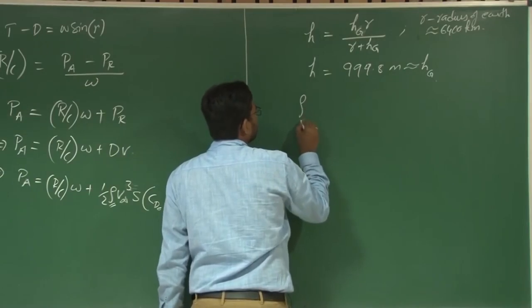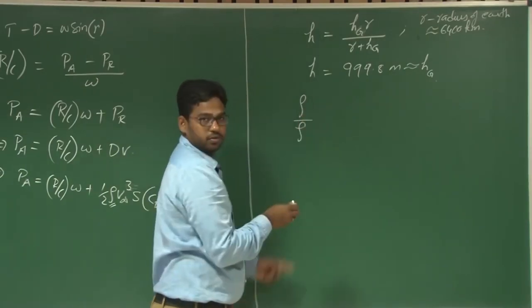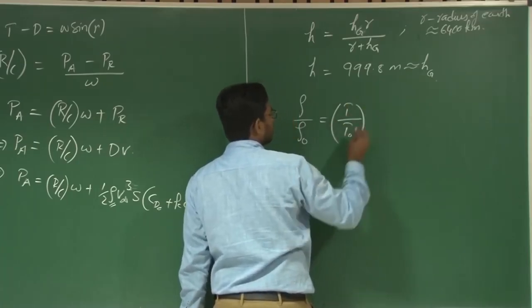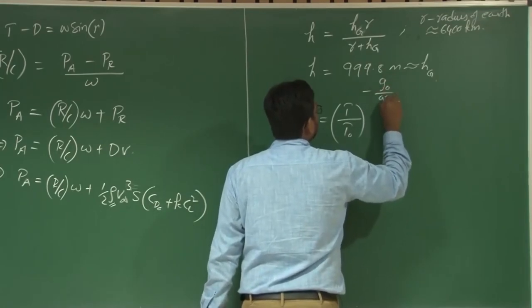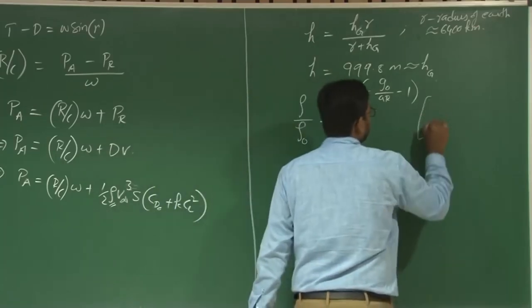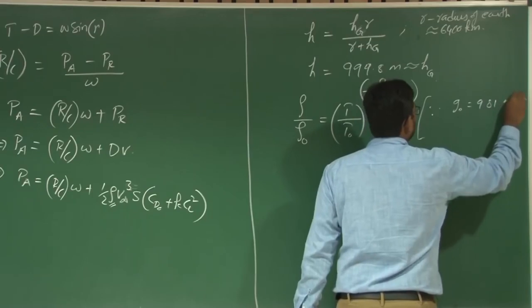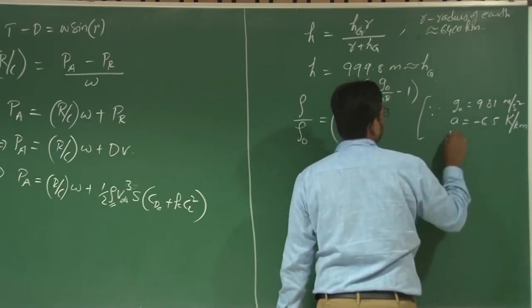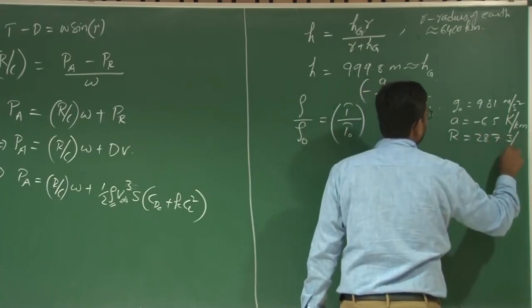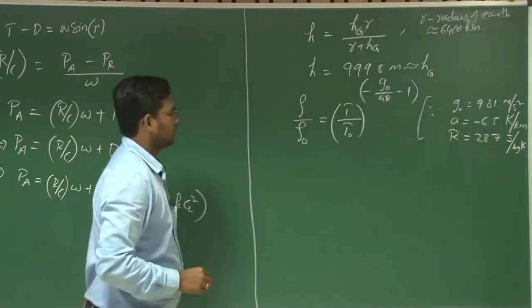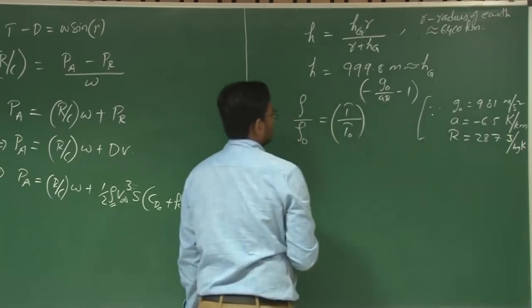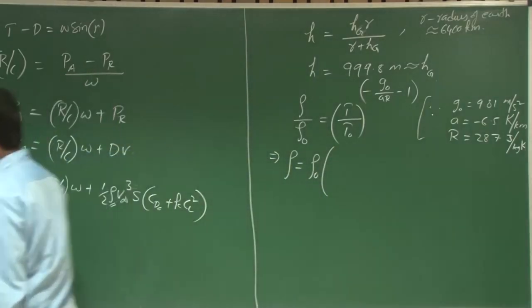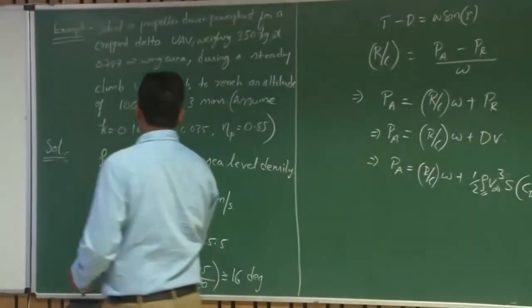Now I have rho 2 by rho 1, or rho at altitude divided by rho at sea level, is equal to T at altitude by sea level temperature raised to the power of minus g naught by AR minus 1, where g naught is 9.81 meters per second square, A is minus 6.5 Kelvin per kilometer, and R is 287 joule per kg Kelvin. It's the gas constant. This equals rho naught into, what is rho naught? Rho naught is 1.225 kg per meter cube.